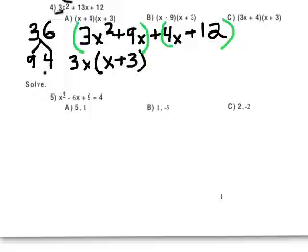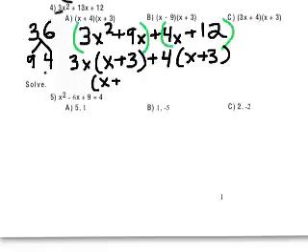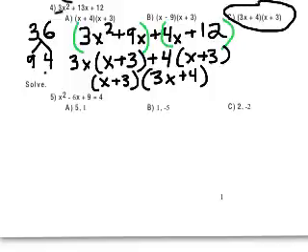Okay, we got our first one. And the second one, the only thing we can factor out of that is 4. And that gives us x plus 3 also. See, so now we can factor out the x plus 3, and that leaves us with 3x plus 4, which is this, you know, you switch them around. That's the same thing, so it's C, just as we saw before.